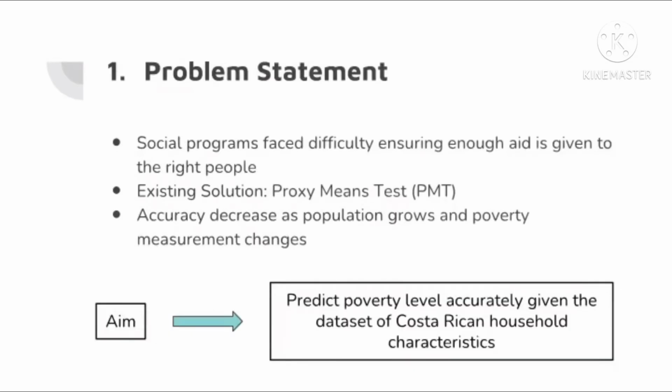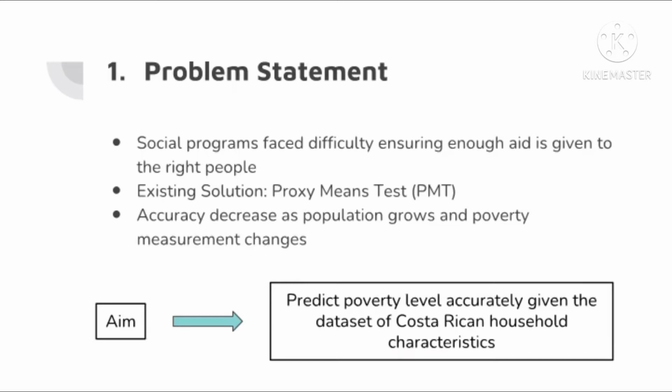Many social programs face difficulty in ensuring enough aid is given to the right people, as typically, the poorest segments of the population are not able to provide their income and expenses records to prove that they qualify for aid. As such, proxy means test, PMT, is one of the popular methods to verify income qualification by allowing agencies to use a model that considers the family's observable household attributes. Although using PMT is an improvement, as the region's population grows and poverty declines, accuracy remains an issue.